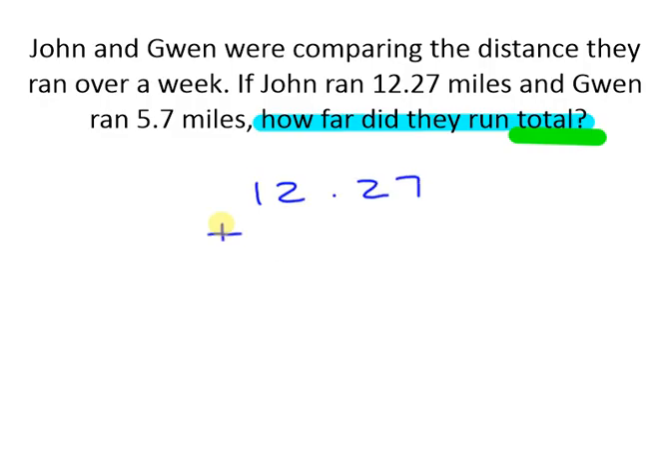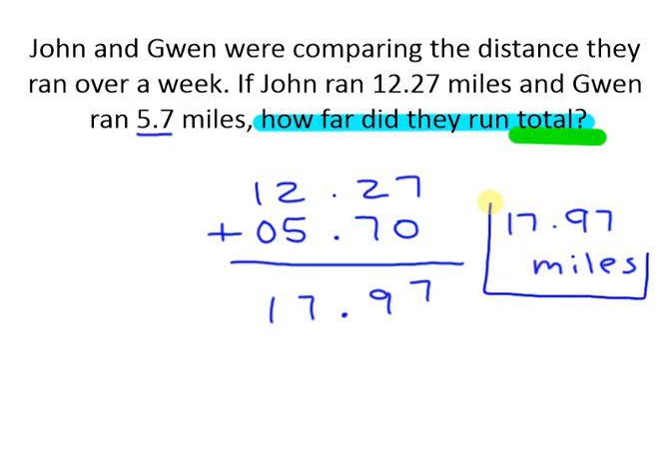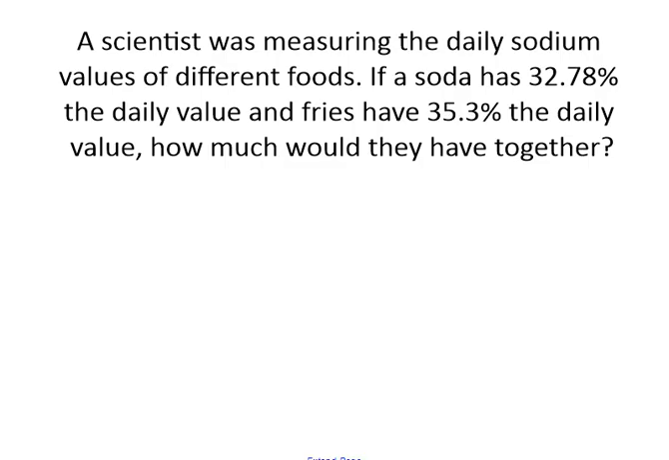12.27 plus 5.7. Now here's my decimal, and I'm going to make sure I line it up properly. The 5 goes next to the decimal, the 7 goes next to the decimal. So I have a placeholder on both sides there. I'm going to add it up. 7 plus 0 is 7, 2 plus 7 is 9. Bring down my decimal. 5 plus 2 is 7, 1 plus 0 is 1. So my final answer is 17.97 miles. And it's always the proper way to answer these word problems to write the unit of measure at the end.